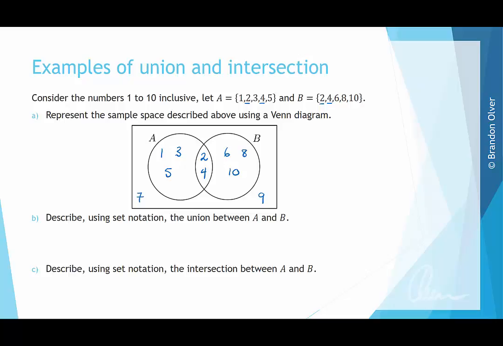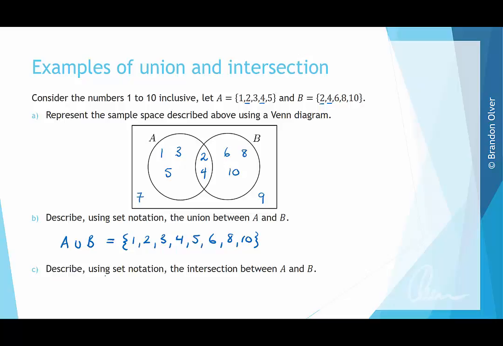Next, in part B, we want to describe using set notation the union between A and B. So we remember that the union has this symbol, A union B, and it's going to be equal to the set of numbers that are in A or B or both. So we have 1, 2, 3, 4, 5, 6, 8, and 10. So that there is the set of A union B. So that's all the numbers that essentially aren't 7 or 9.